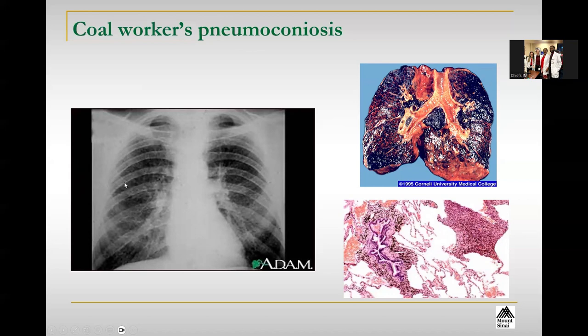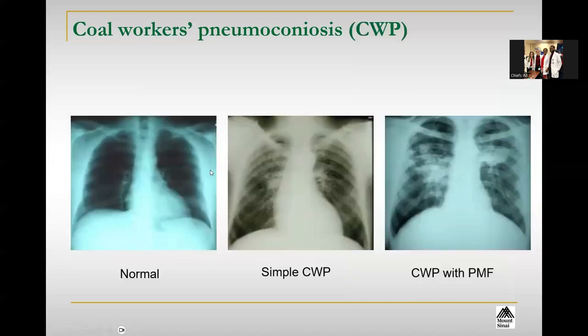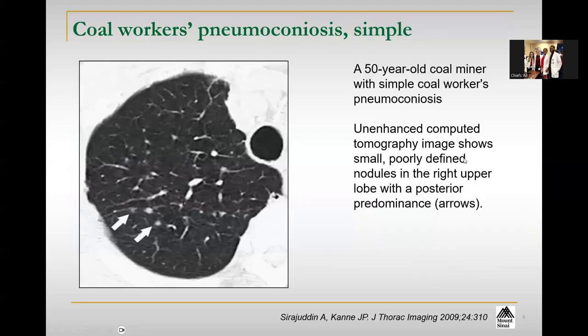And here is an X-ray that shows some nodular disease, very faint, very fuzzy, and some increased linear density, but again, generally fairly subtle. And I have here a comparison between a normal, a simple coal workers' pneumoconiosis and a case with progressive massive fibrosis, where you can see what I mean with the relatively low level of abnormality in simple coal workers' pneumoconiosis and how severe it can get when these nodules start enlarging and coalescing into larger nodules and masses, essentially like these ones here. So that's what is progressive massive fibrosis.